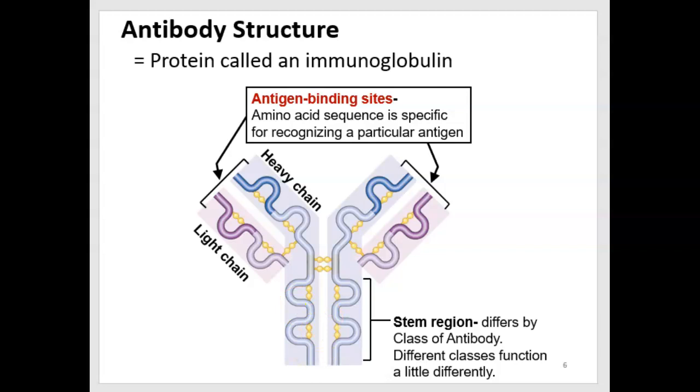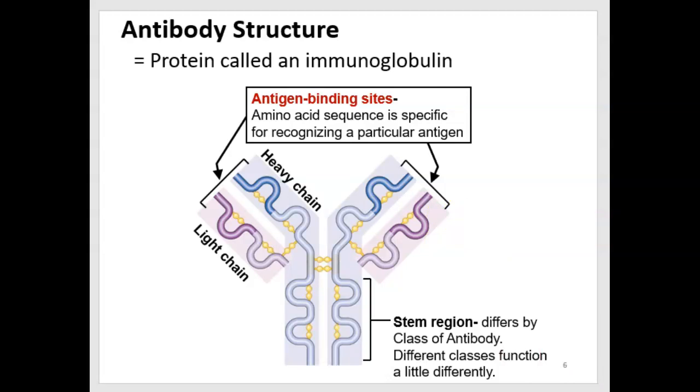And the antigen binding site is located in what we call the variable region. The variable region in this particular picture is darker. It's not faded out like the rest. And this is the region that varies depending on what antigen it recognizes. So that's what gives the antibody its specificity.